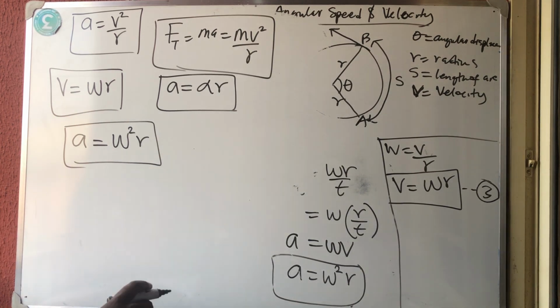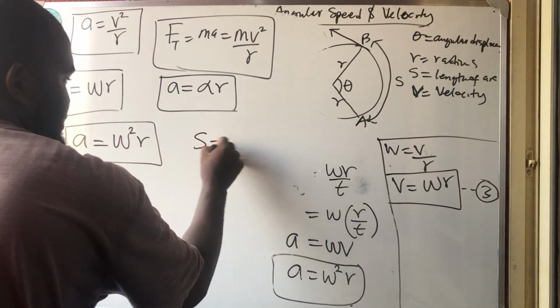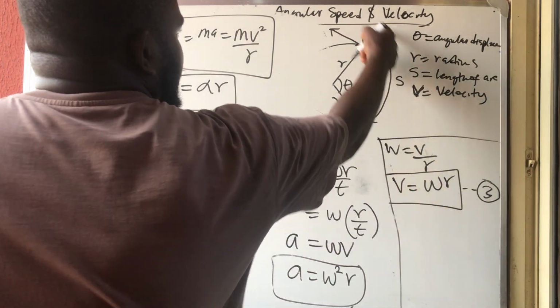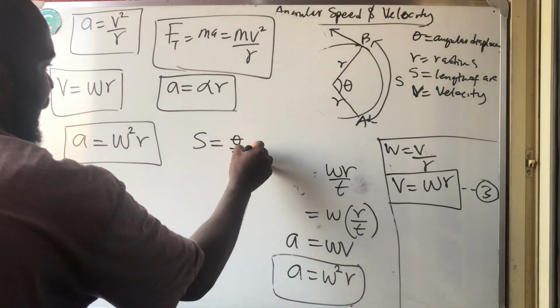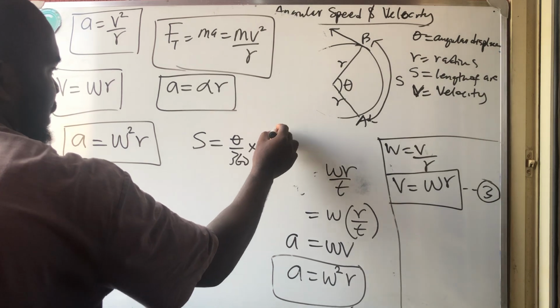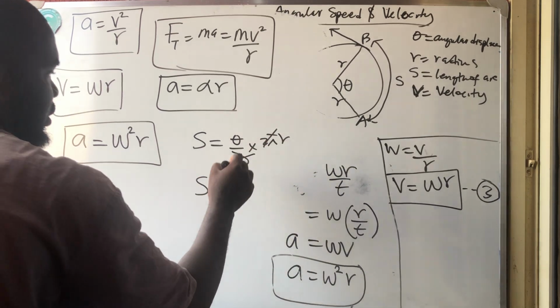Then case closed. Another last formula you need to remember is that distance means the length of the arc. The length is theta over 360 times 2 pi r. Then you know that 2 pi can cancel 360. So speed now is equal to that. That's all.